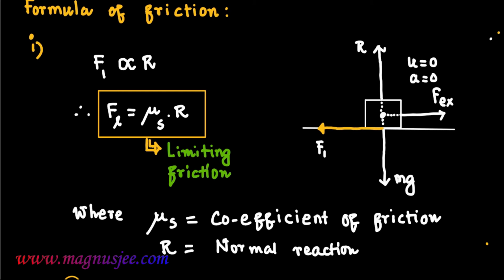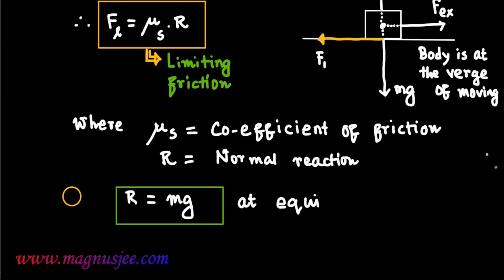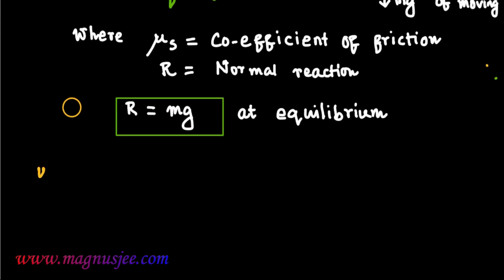The body was at rest, that means initial velocity u was 0, acceleration a was 0, and the body is at the verge of moving over the surface of the other. When limiting friction Fl acts, the body should be at the verge of moving, and at equilibrium R equals mg. At equilibrium, normal reaction R equals mg in this case.